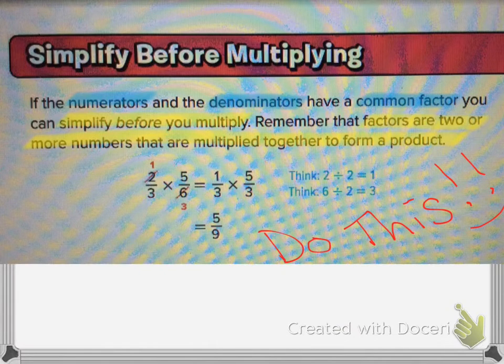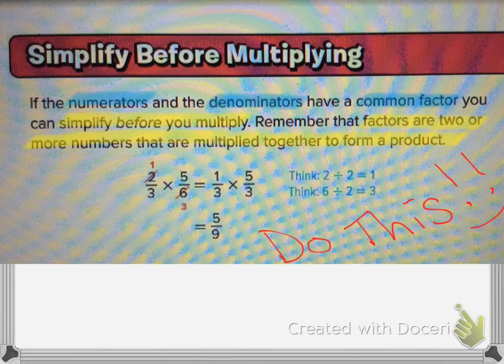All right, next page. Simplifying before multiplying. This will make your life so much easier. Do this, okay? When you simplify in the problem, you're working with small numbers instead of big numbers, okay?